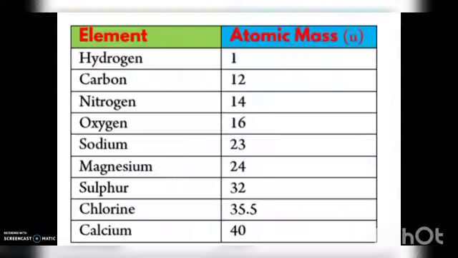For example, we have to know the atomic masses of some elements, which we discussed earlier. The atomic mass of hydrogen is 1 unified mass, carbon 12, nitrogen 14. We are comparing with, or relating to, carbon 12, so it is relative atomic mass. Using this table we can calculate the molecular mass of any compound. If we know the atomic mass, we can easily calculate the molecular mass.